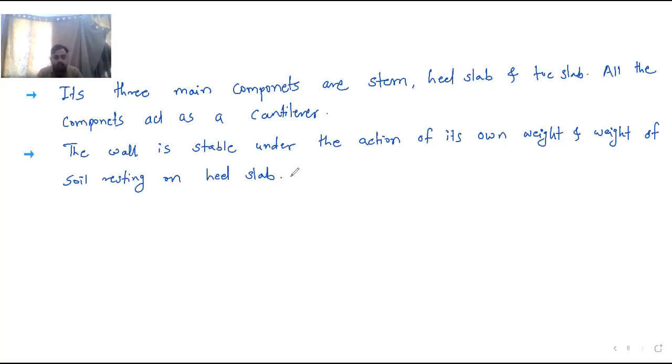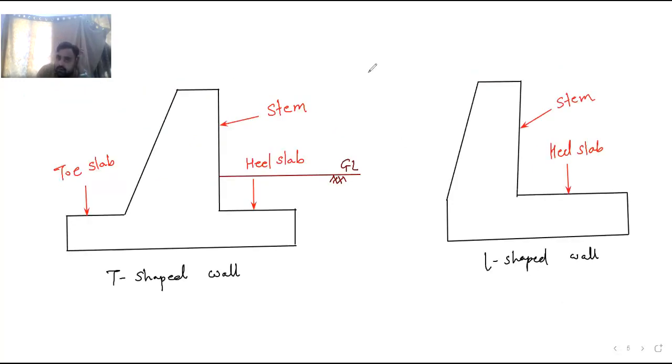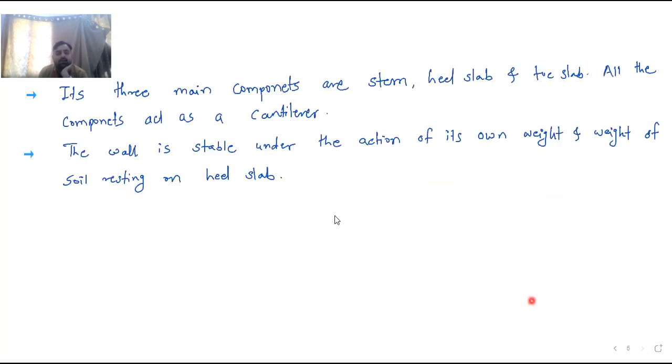So its own weight is acting vertically downward. And the weight of soil which is retaining on the heel slab. So here I have already told you. Here you can see the soil is resting on the heel slab. That is, the weight of the soil is also acting vertically downward, and weight of the retaining wall is also acting vertically downward. So the point says that the wall is stable under the action of the load of the retaining wall, that is weight of the retaining wall and weight of the soil resting on the heel slab. Under both these, it is stable.